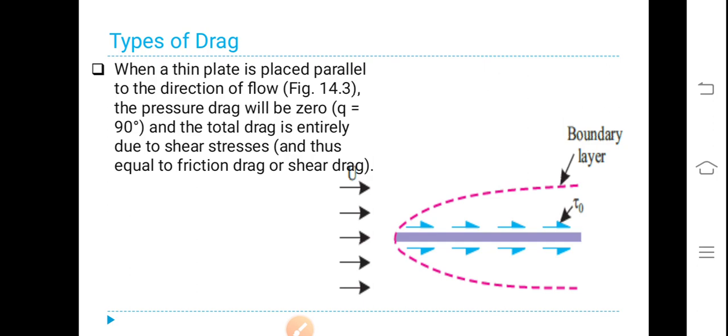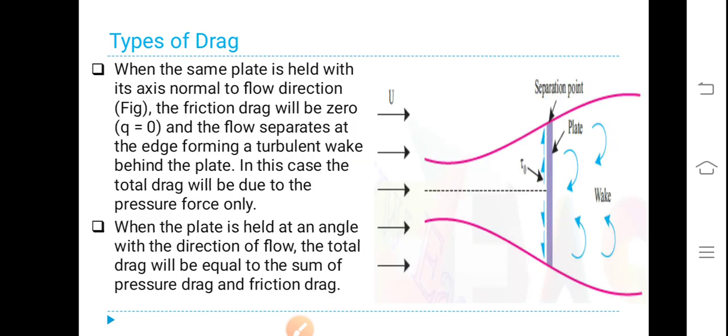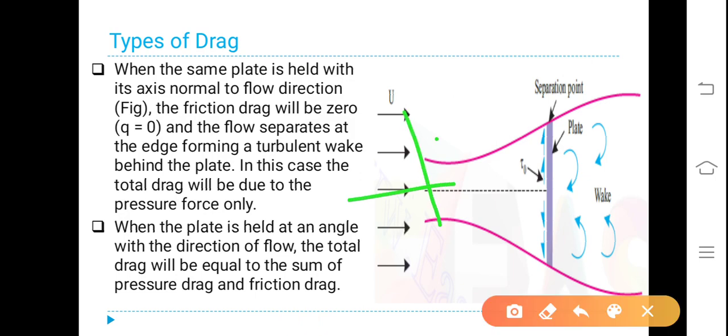When the same plate is held with its axis normal to the flow direction, perpendicular to the flow, the friction drag will be 0 because theta is equal to 0. And the flow separates at the edge, forming a turbulent wake behind the plate. In this case, the total drag will be due to the pressure force only. There is no skin friction, only pressure drag, and it produces a large wake.